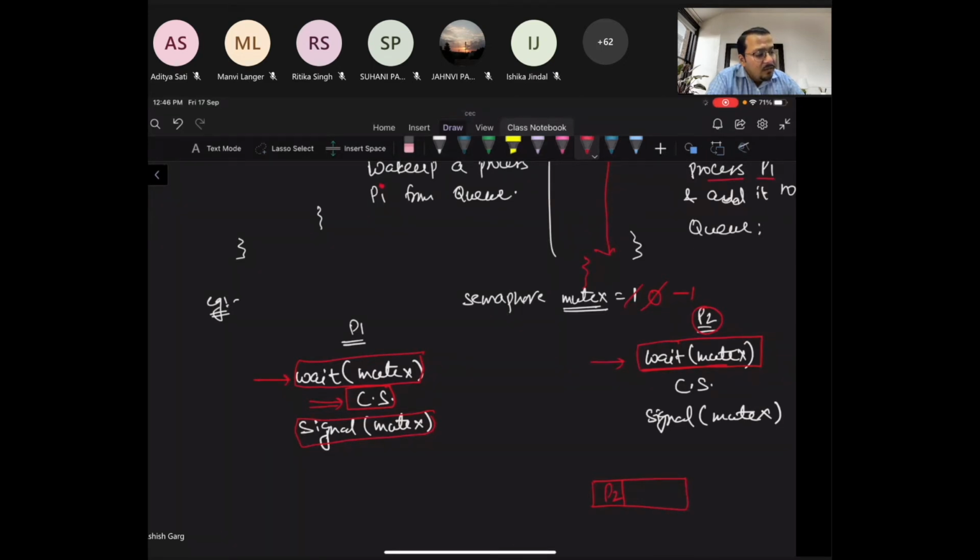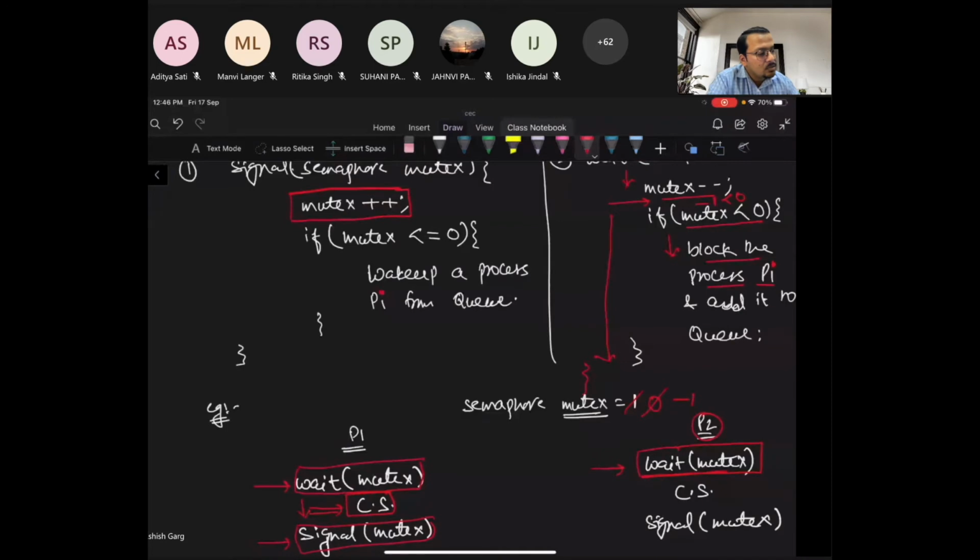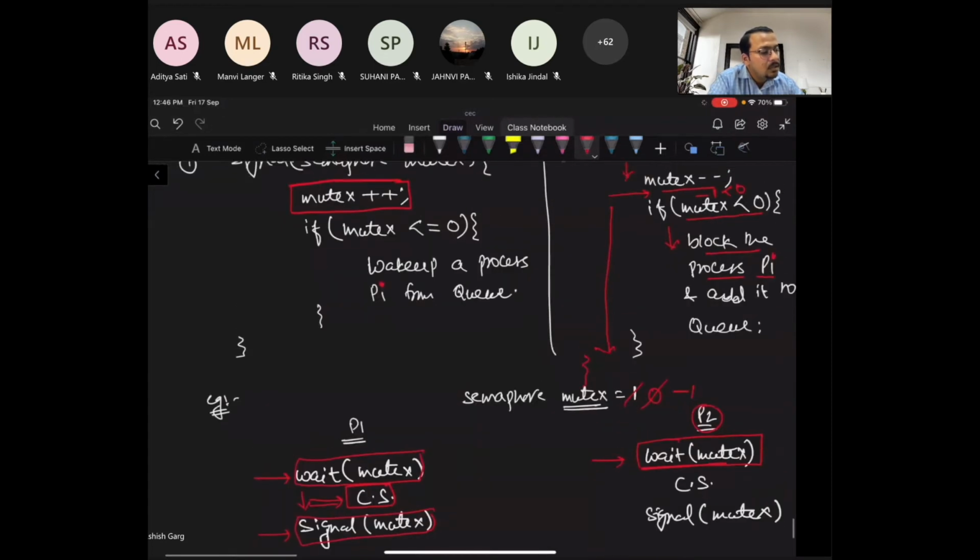And when we come out of this critical section, the signal will work. And what will signal do? Signal will increment the value of mutex. So this mutex will become 0.